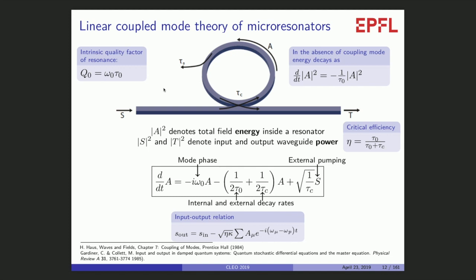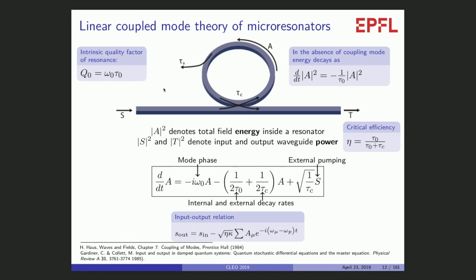and omega naught is the eigenfrequency of one of the cavity resonances. Of course, there are many. And then you have two decay rates: one over tau naught, this is the intrinsic decay rate, and the second one here is the external decay rate. And the external decay rate actually is not really a decay rate, it just tells you with what rate photons leak back into the waveguide.